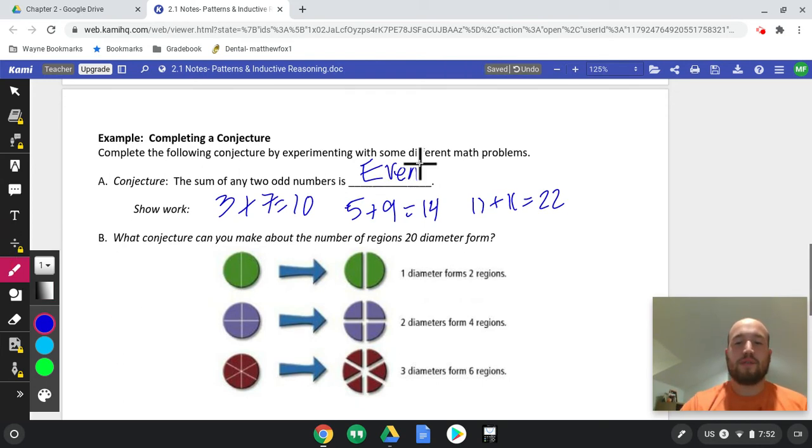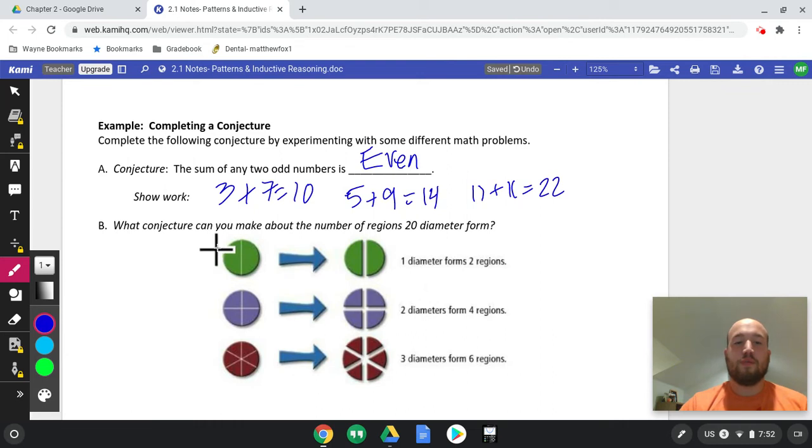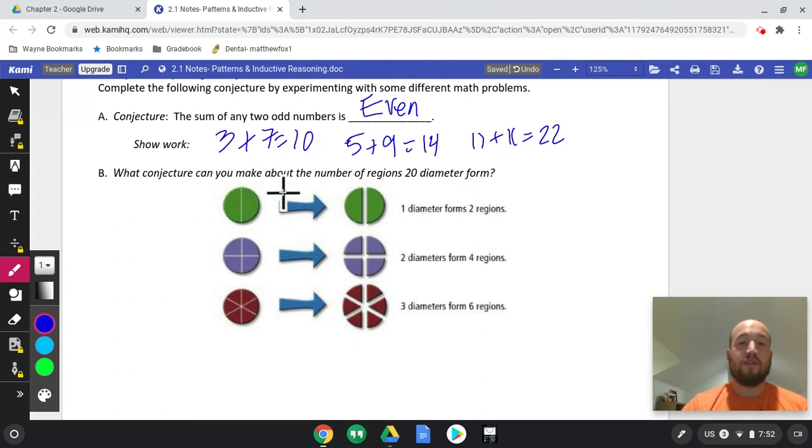Now, on our next one, it says, what conjecture can you make about the number of regions 20 diameters form? So we look here at these pictures. First off, what does the word diameter mean? So a diameter is when it goes pretty much right here. It goes straight across the circle, through the middle, from side to side. And one diameter will form 2 regions. If we have 2 diameters, we get 4 different regions. So 3 diameters, 6 regions.